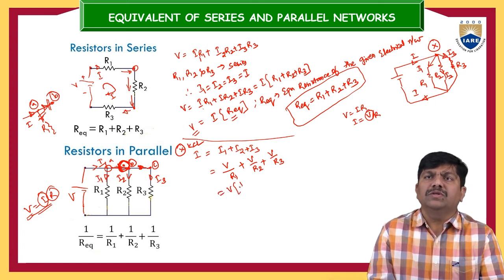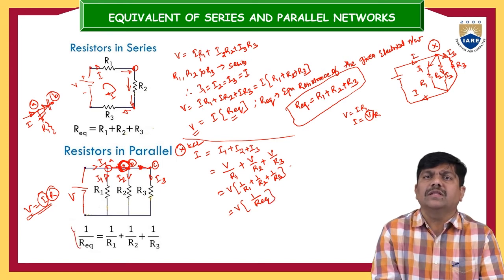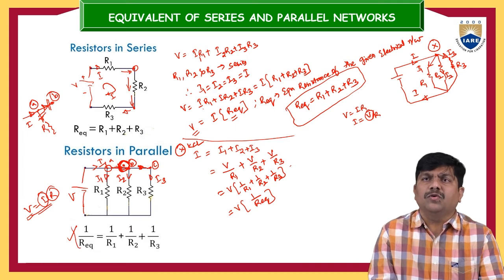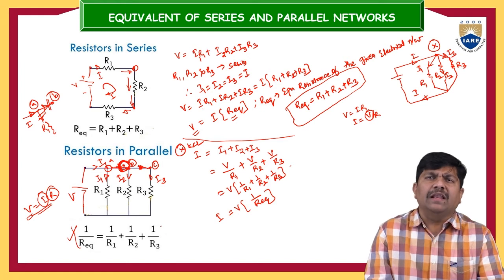Now V is common, so you take 1 by R1 plus 1 by R2 plus 1 by R3. This can further be represented as V into 1 by R equivalent. So 1 by R equivalent is nothing but 1 by R1 plus 1 by R2 plus 1 by R3. This is the equivalent of three resistors connected in parallel. If one more resistor R4 is added in addition to R3, then the value is 1 by R1 plus 1 by R2 plus 1 by R3 plus 1 by R4. Like this, you can extend the same analogy if more resistors are added.